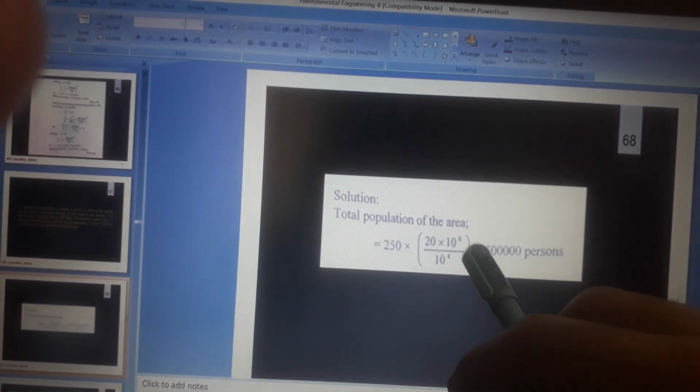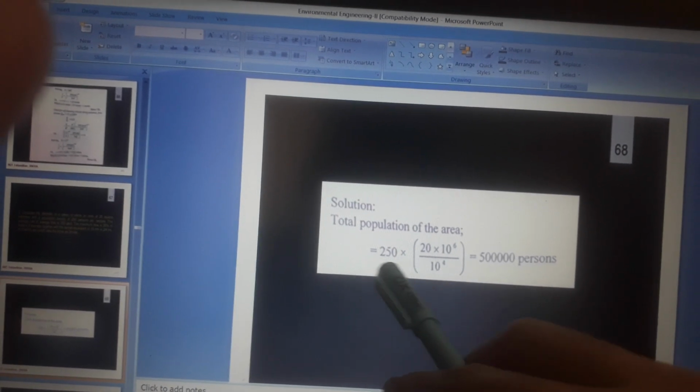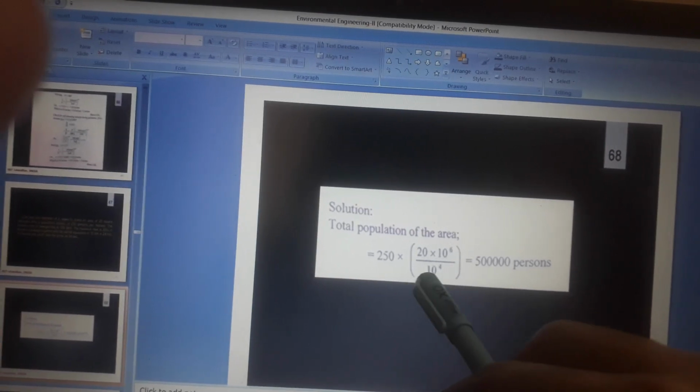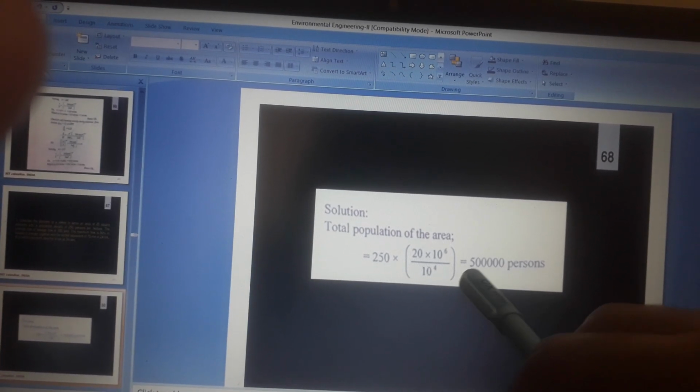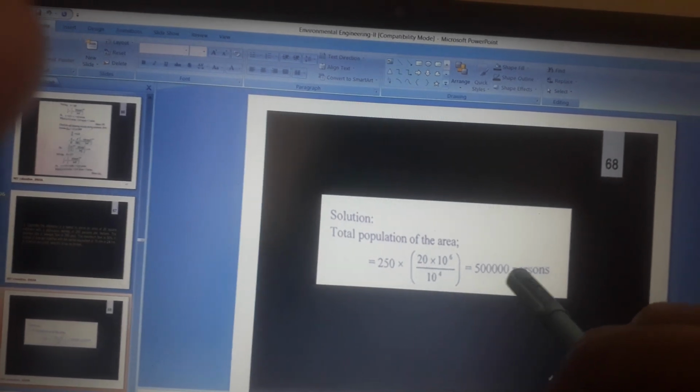Solution. Total population of the area is equal to 250 into 20 into 10 raised to 6 over 10 raised to 4, which is equal to 5 lakh persons.